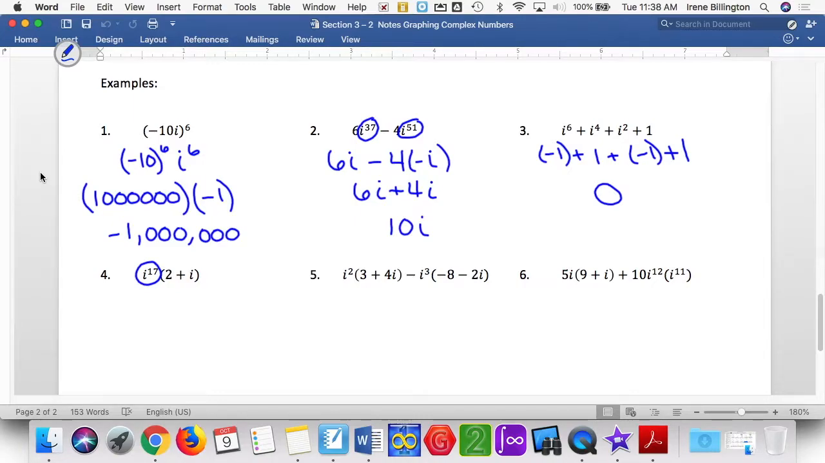4.25. And if you have a decimal remainder of 0.25, that means i to the 17th is equal to i. So I can rewrite this expression as i times 2 plus i. Now I will distribute, which gives me 2i plus i squared. And we know i squared is equal to -1, so my answer here would be -1 plus 2i, if I want to put my complex number in standard form, the real part followed by the imaginary part.